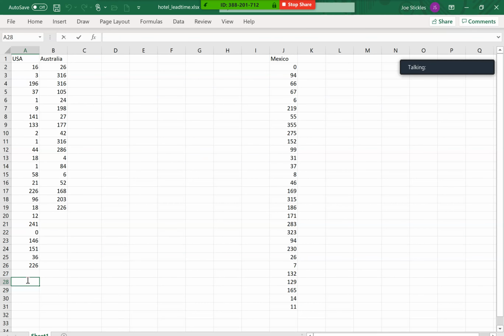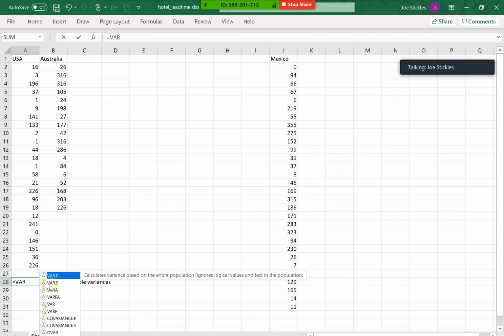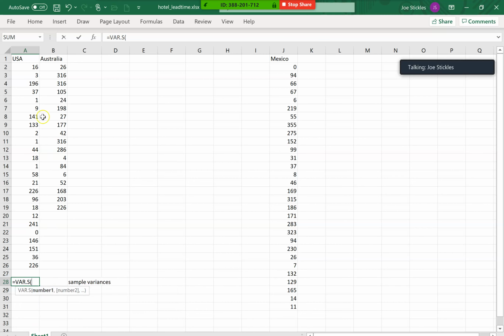All right, so let's do our sample variances. If I can spell the word variance. All right, so over here we'll use that var.s command again, and I will just highlight the data to get the sample variance. For USA it is 62 and change, and for Australia, we get 13,431 and change.